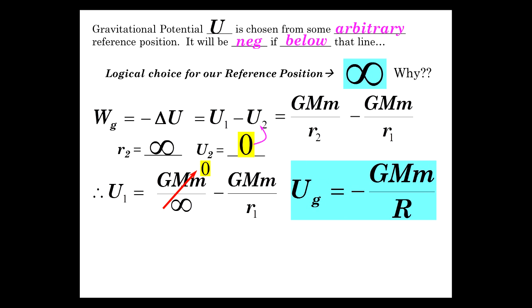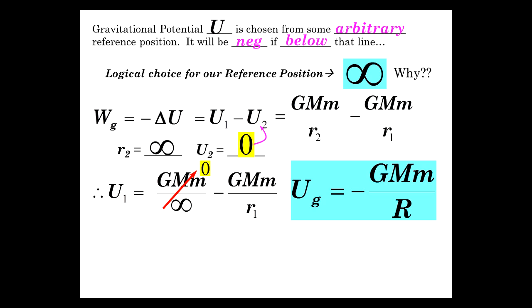There it is, folks. U_G is minus GMm over r. So that's something to keep in mind, something to remember. And notice what just happened. By choosing infinity as the reference point, we just eliminated one of these terms. So we really simplified things a lot, with 0 being the potential energy at infinity.